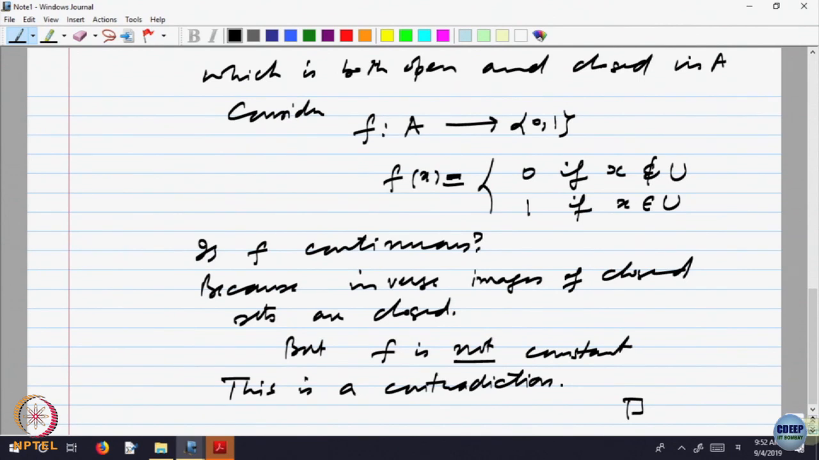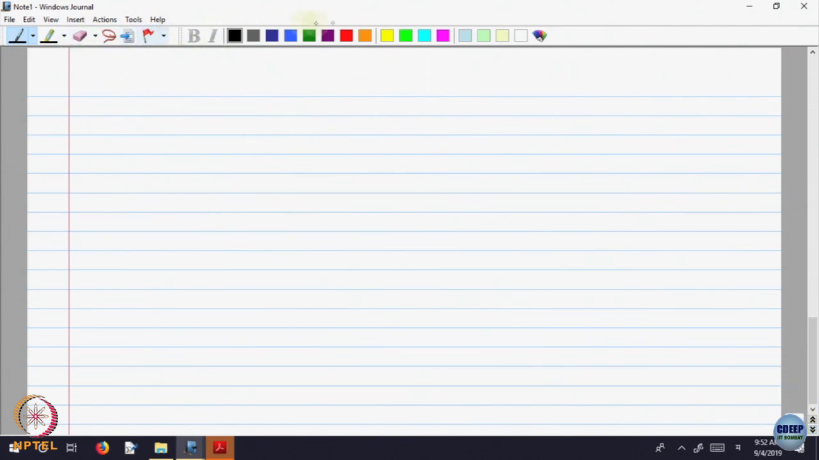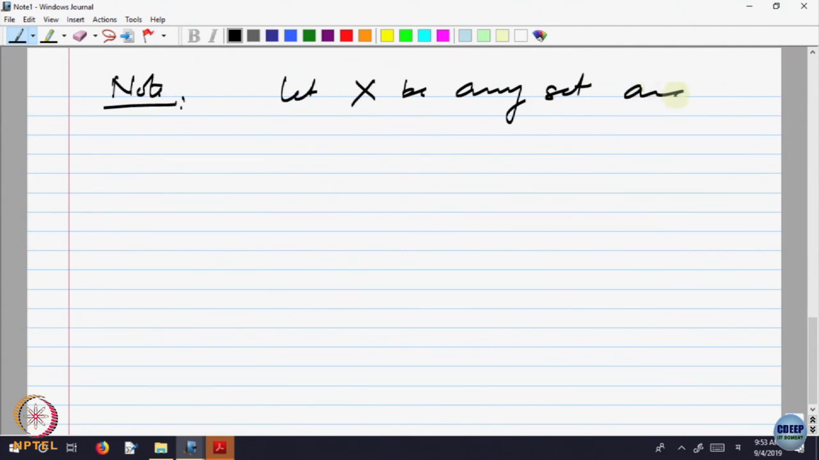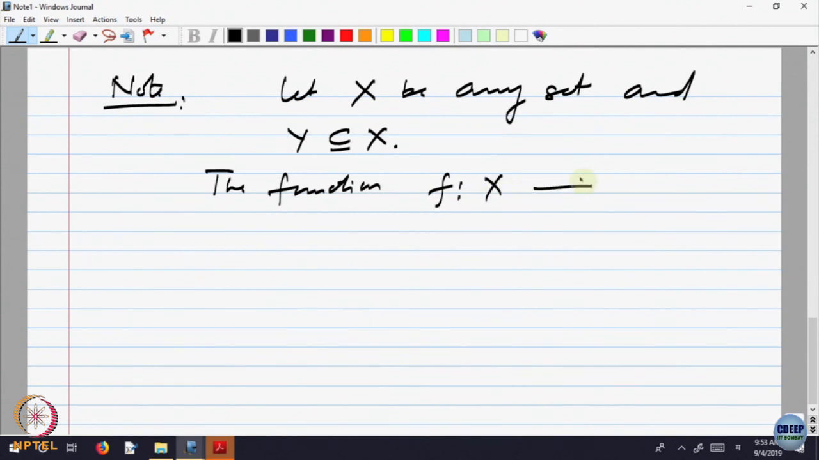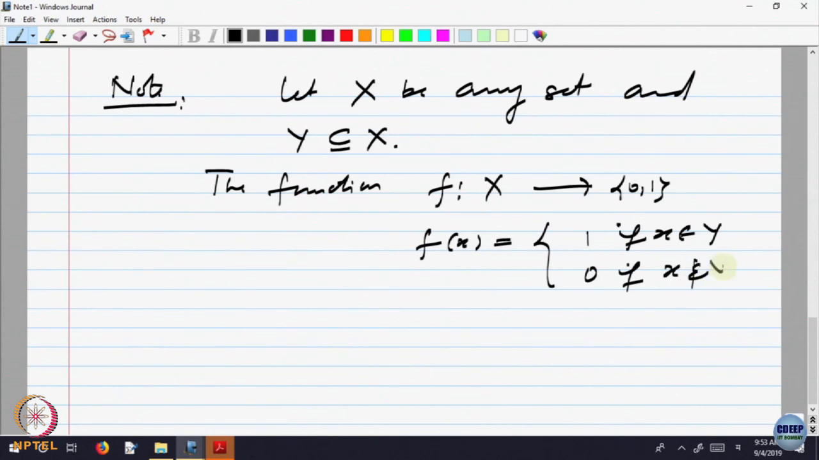This is a very typical function. So, let me put a remark or a note. Let X be any set, and let us say Y a subset of X. Okay. So, if I define a function f like we defined earlier on X to 0, 1, with f of x equal to 1 if x belongs to Y and 0 if x does not belong to Y.